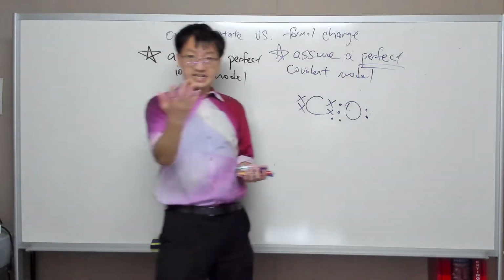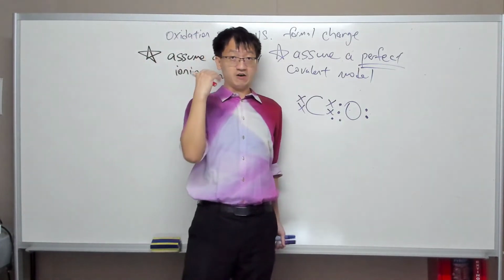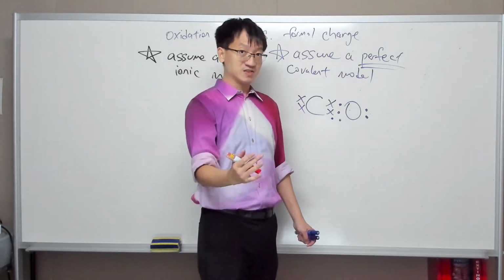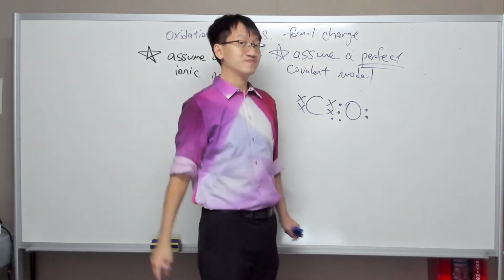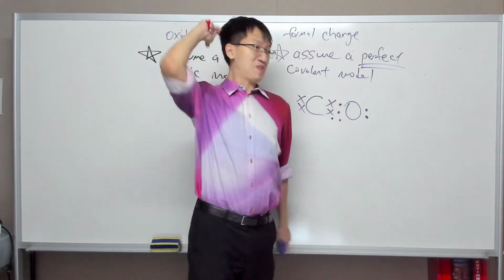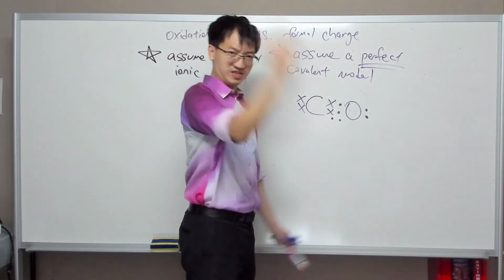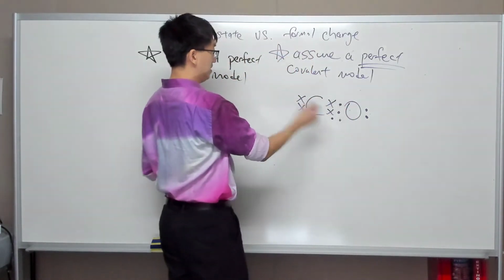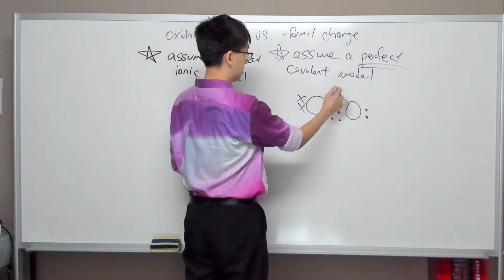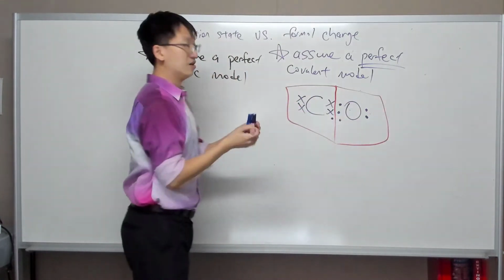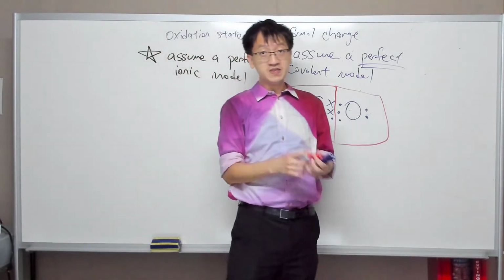Again, if we look at formal charge, remember we are looking at a perfect covalent model. That means that any shared electrons, we will split them up equally. So in this case, for CO, right in the middle, we just chop right in the middle, and from here we can determine the formal charge of carbon and oxygen.